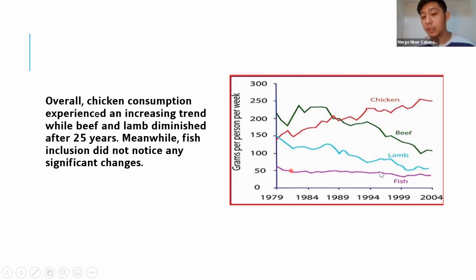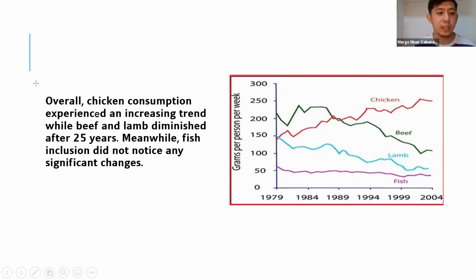But fish, I also have to include this. As you can see, fish did not notice any significant change. It started somewhat a bit above 50, and then it remained below 50 until 2004. So it did not notice any significant change, unlike beef, which is very much erratic, unlike chicken, which is also zigzaggy. So that's the reason why I've come up with this particular example for my presentation.